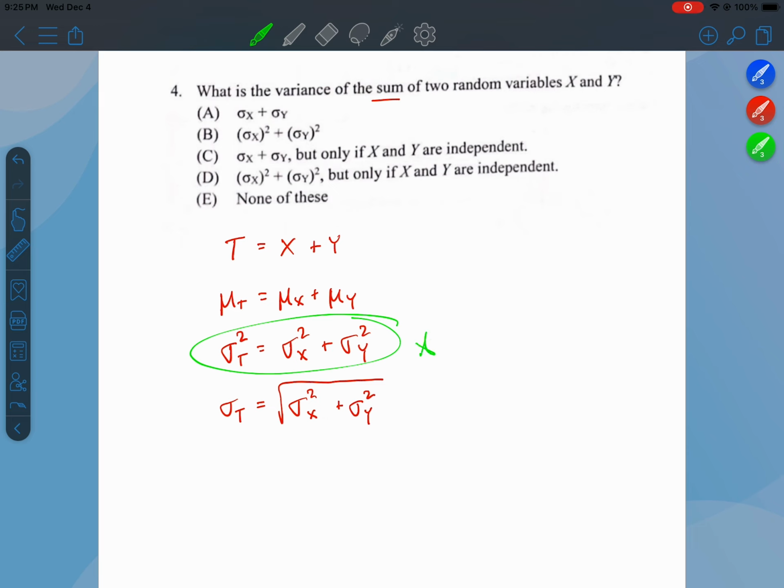The question was asking about the variance. So, okay, we can eliminate A, we can eliminate C, and now it's either B or D. The only difference between B and D is that D specifies that x and y are independent, which is a requirement. In order for us to add variances, the variables have to be independent of one another.